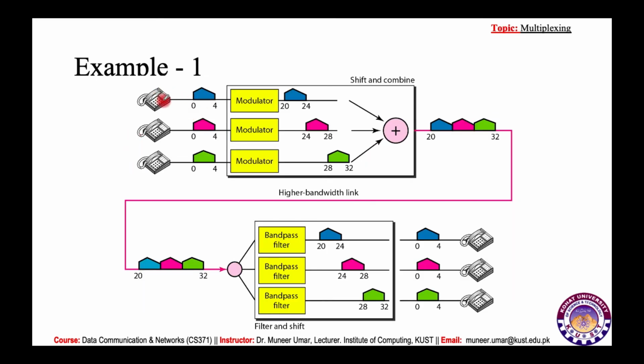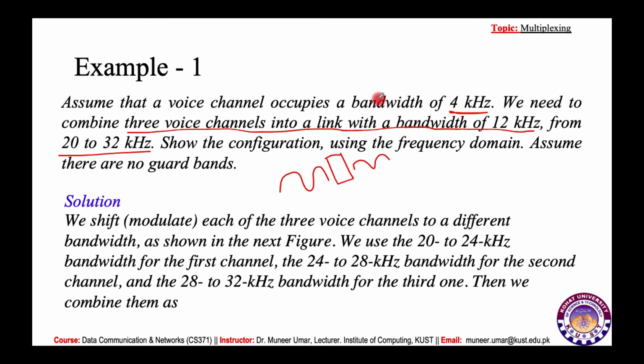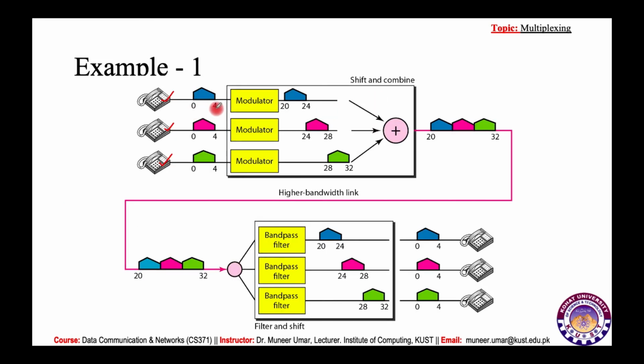For 1, 2, and 3 users, the bandwidth is 4 kilohertz from 0 to 4, and now we would change this to a value between 20 to 32. So for the first, we are modulating it to some new ranges, and these ranges are from 20 to 24. For second user, we are starting with 24, ending with 28, and then from 28 to 32 is given to the last user.